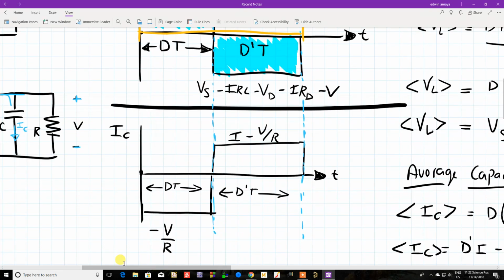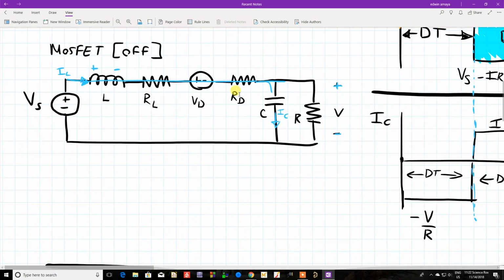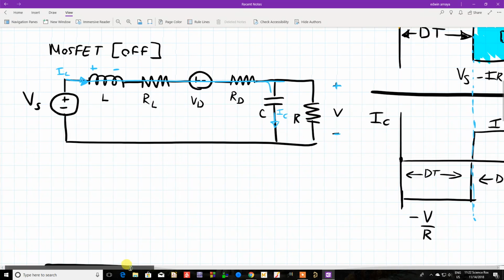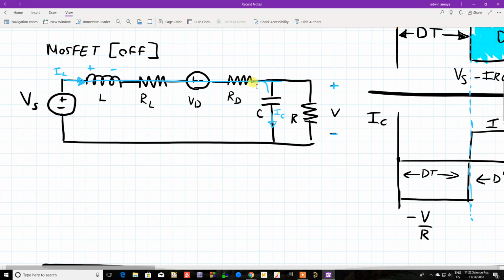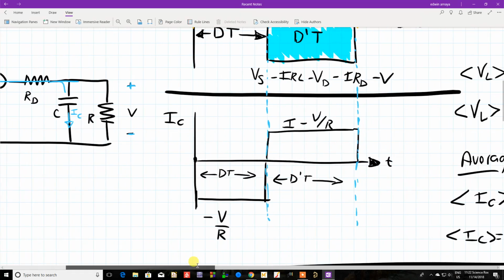During the off time, when the MOSFET is off, the current here is basically this main current that splits between the capacitor and this output here. So it's going to be this current minus that current, and it's going to be positive because at this point, as you can see, the capacitor is charging. So it's that main current minus the V over R.